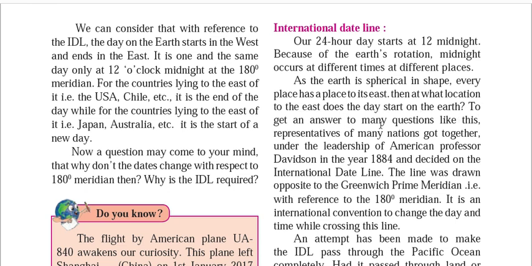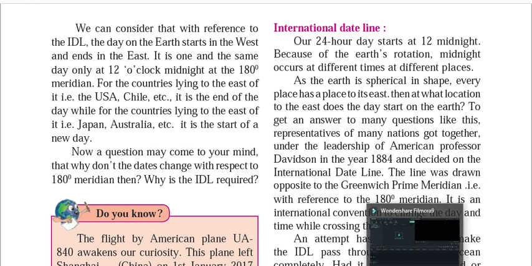To get an answer to such questions, representatives of many nations got together under the leadership of American professor Davidson in the year 1884, and decided on the international dateline. The line is drawn opposite to the Greenwich Prime Meridian, that is, with reference to the 180-degree meridian. It is an international convention to change the day and time while crossing this line.